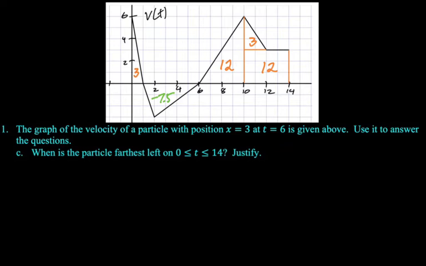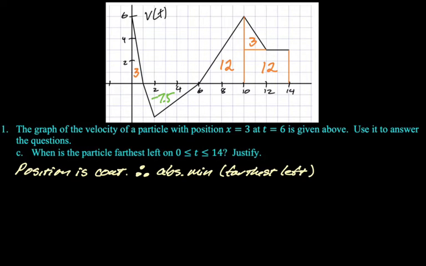All right, so I need position to be continuous. I'm just going to state that that's true because position is continuous. And therefore, our absolute minimum, which would be the farthest left that we go, right? Because we're just moving left and right, I guess, in this context. It doesn't really say that anywhere in the problem, but since it's x equals 3 when t equals 6, I'm assuming we're moving left and right.